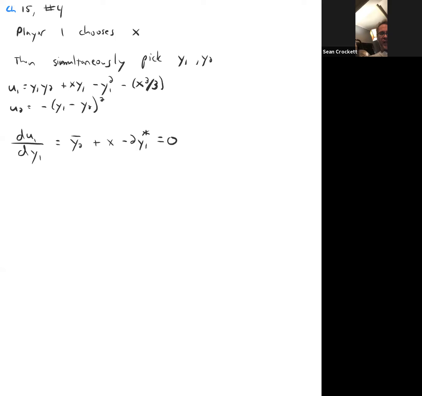So here we're going to have that y1 star is equal to 1/2 times y2 bar plus x. Okay? So that's the best response function of player one once x has already been chosen and simultaneously forms a belief about the action of player two. And player two's best response function.